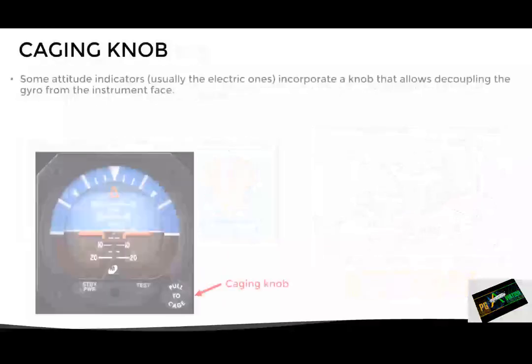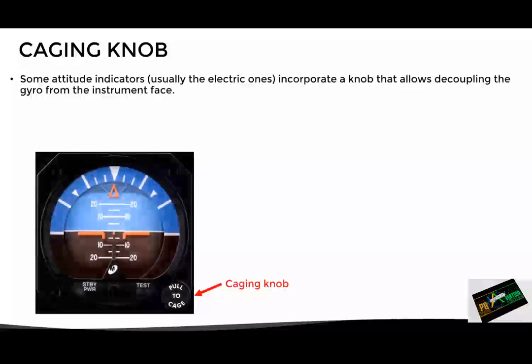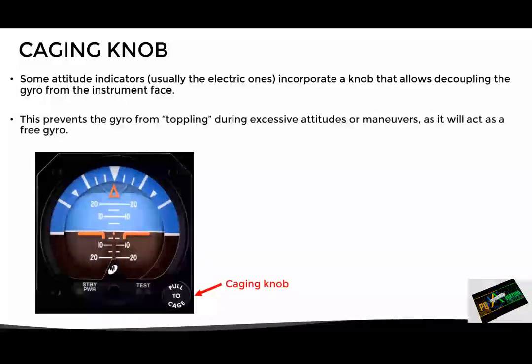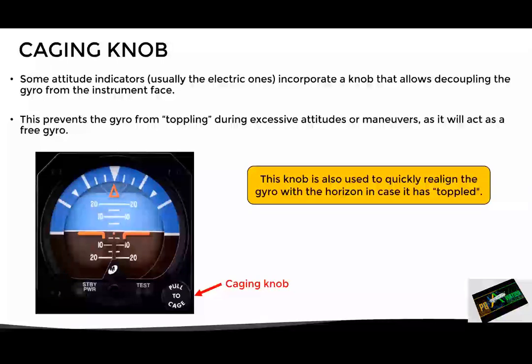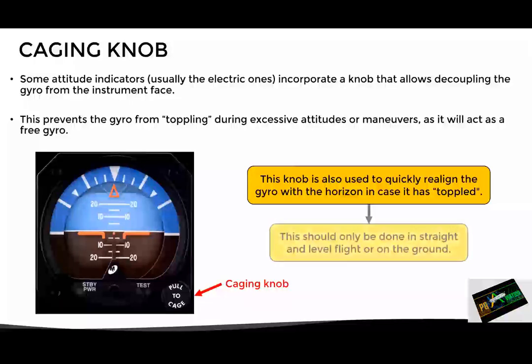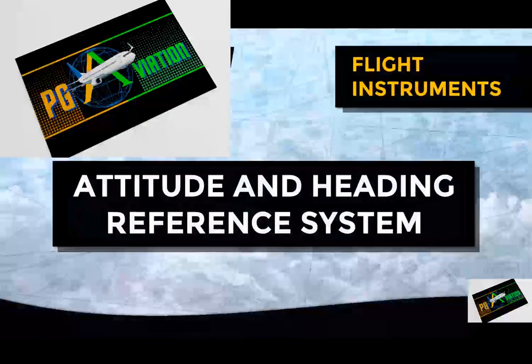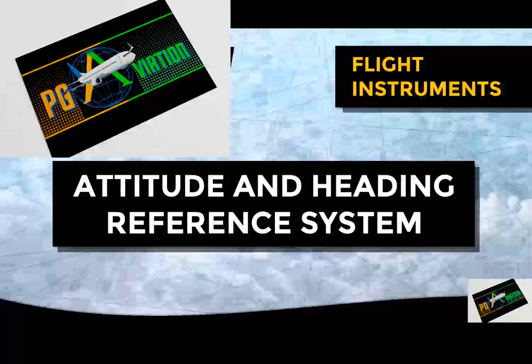Now, some electrical-driven attitude indicators incorporate a caging knob that allows decoupling the gyro from the instrument face. This prevents the gyro from toppling during excessive attitudes or maneuvers, as it will act as a free gyro without mechanical stops. This knob is also used to quickly realign the gyro with the horizon in case it is toppled. However, this procedure should only be done in straight and level flight or on the ground to ensure an adequate alignment.